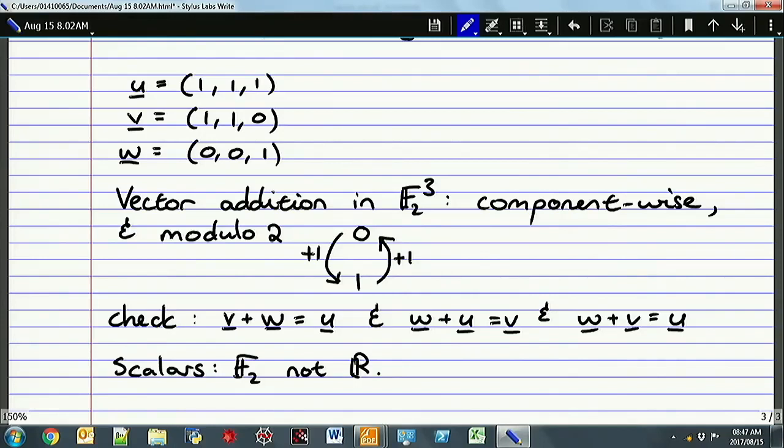And if you want to take a look at some of the details, just have a look at the notes. And this over here is actually really important. It's really important for the theory of Hamming codes and for transmitting information and detecting and correcting errors in transmission of information.